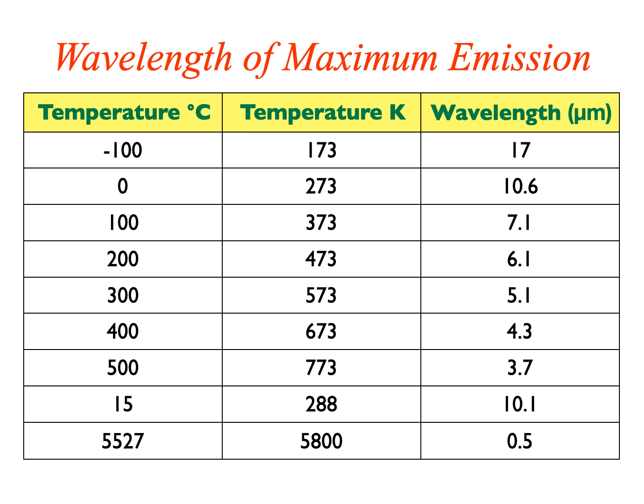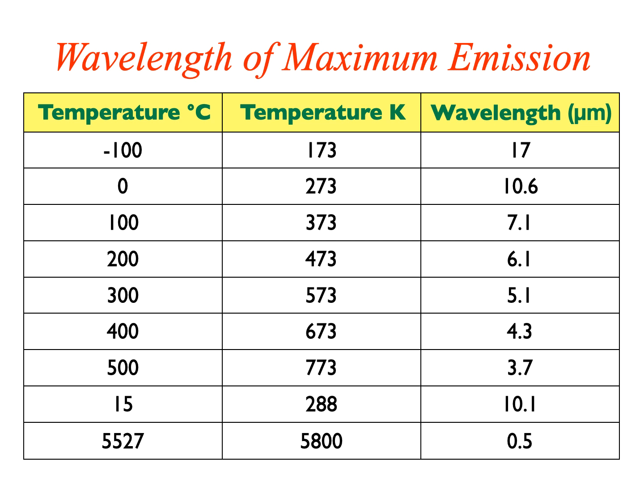So let's look at the wavelength of maximum emission for objects of different temperatures. If an object had a temperature of minus 100 degrees Celsius, or 173 Kelvin, the wavelength that emits the most radiation is 17 micrometers. If you increase the temperature to 0 degrees, 100 degrees warmer, the wavelength of maximum emission gets shorter. So now it's 10.6.